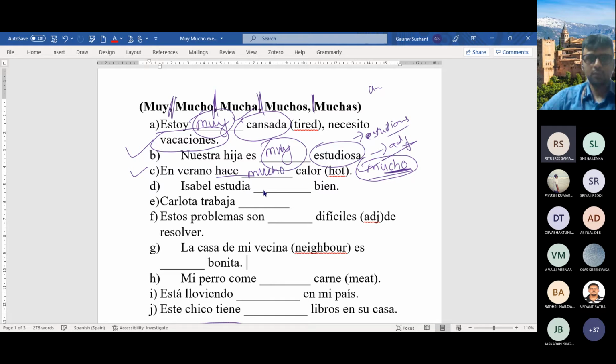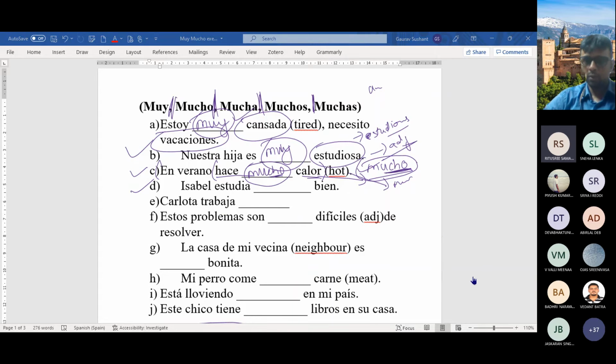How did you choose it? Sir, because hotness can be counted in temperature, right? Exactly. The whole expression, En verano hace mucho calor, means in summer it is very hot. We use mucho here because hot is something you can measure in terms of degrees or Fahrenheit. That is why we should use mucho here, not muy calor. Very good.